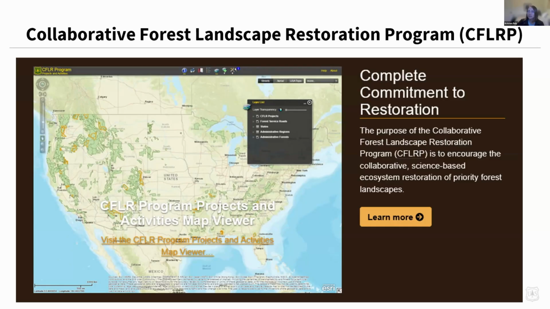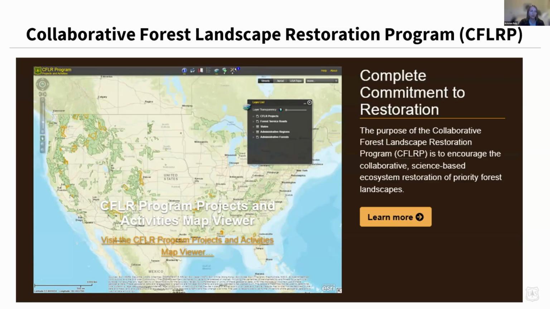These projects have a large footprint across the United States since 2009. If you look at this map, the orange outlined areas are all CFLRs, and they're distributed across the country, but there are quite a few acres in the West. I encourage you to Google this and check it out, because you can interact with it and see where all of these are.